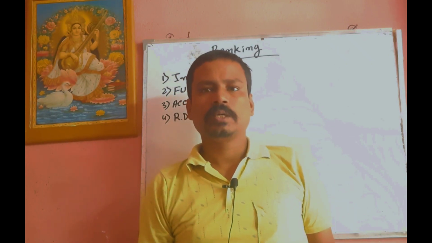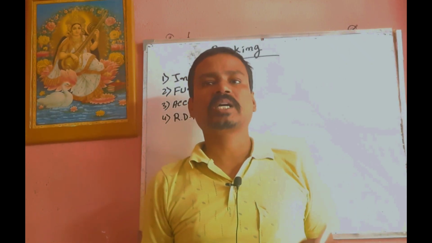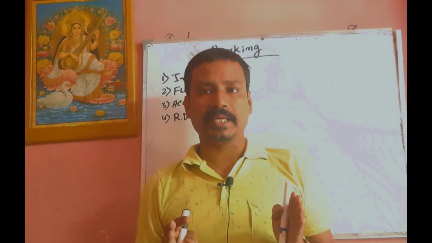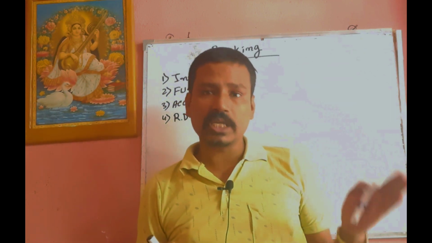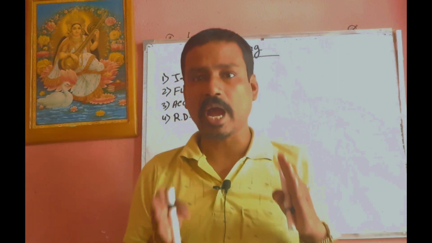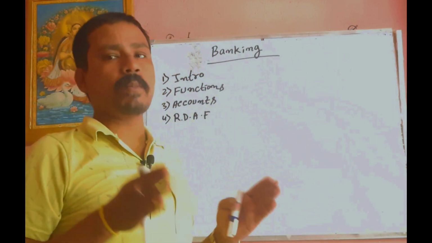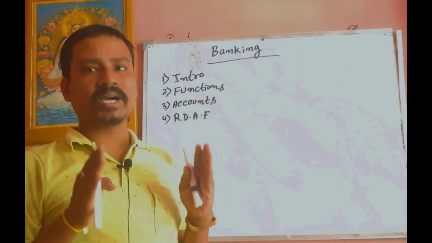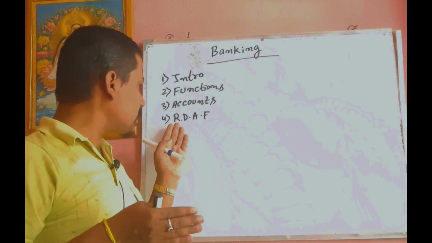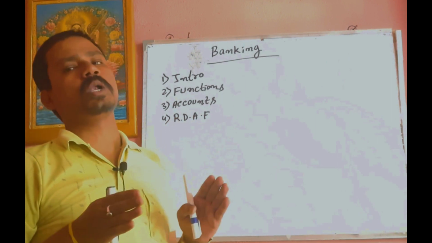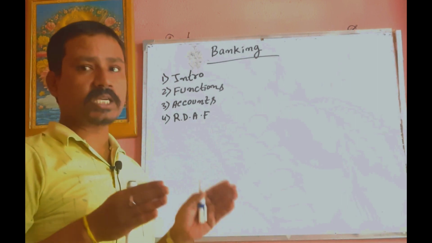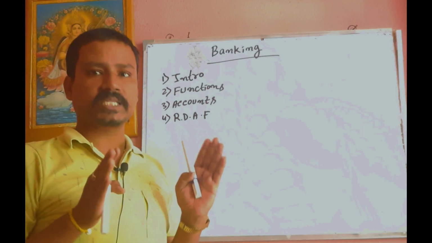Dear student, today we are discussing the class 10th level chapter of English medium, and the chapter name is banking, and this is an important chapter for the English medium class 10th level. In this chapter, at first we are discussing the introduction about banking, then the function of bank, and after that the different types of accounts, and at the last we are discussing the recurring deposit account formula, which is the only part in your syllabus for this banking chapter of English medium class 10th.